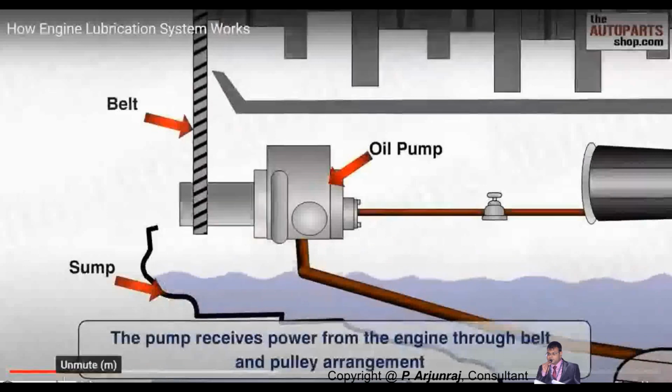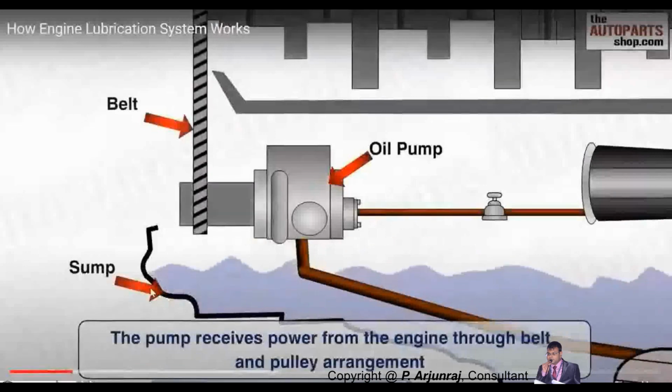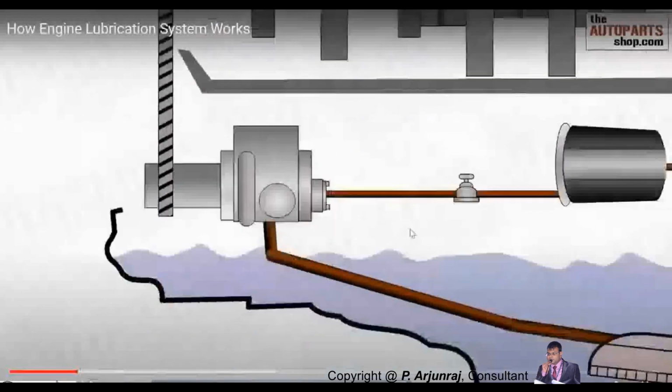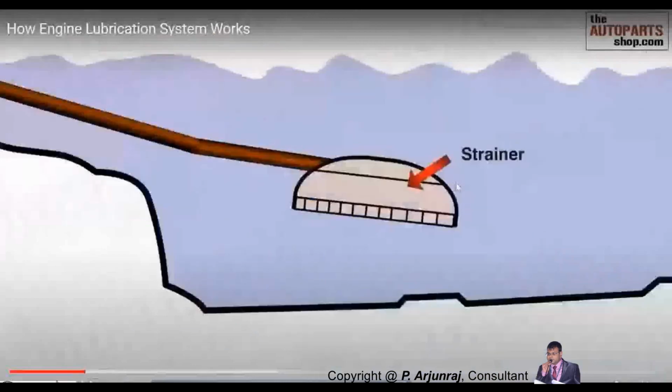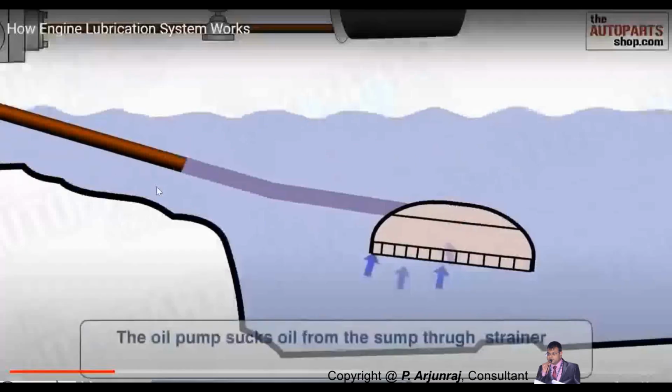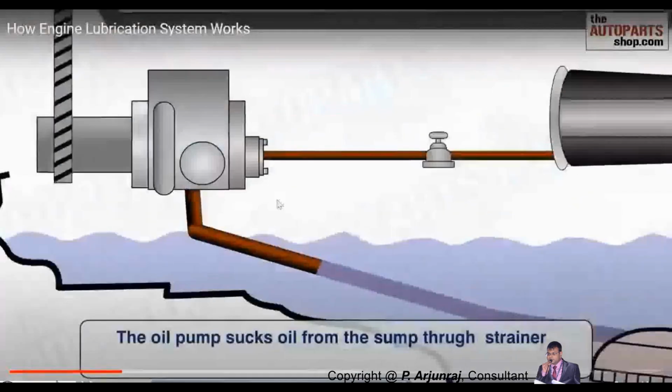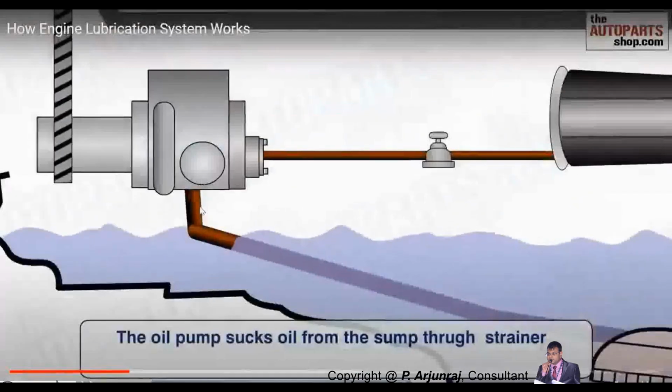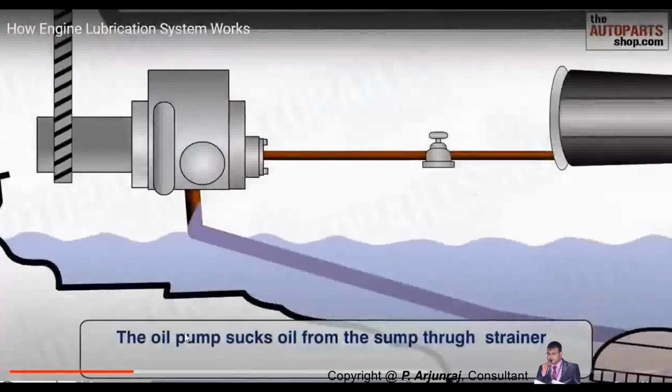You see, this is the sump where the oil is being stored. You have the oil strainer, you strain the oil, and then it goes to the system where the oil pump is pumping it. The oil pump sucks the oil from the sump through the strainer.